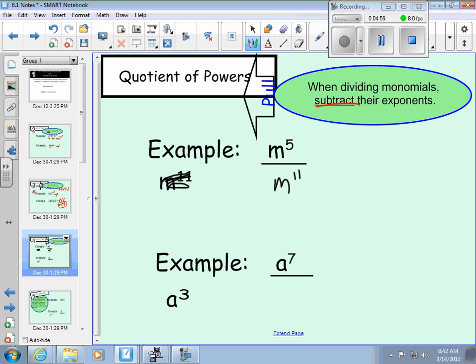So what do you get when you take m to the 5th divided by m to the 11th? Really, what you're doing here is subtracting. Remember before when we multiplied, we said we want to add, so it just makes sense. If we're dividing, we want to subtract. Now, you're basically canceling out here. On top, we have 5 m's. On bottom, there's 11 of them.